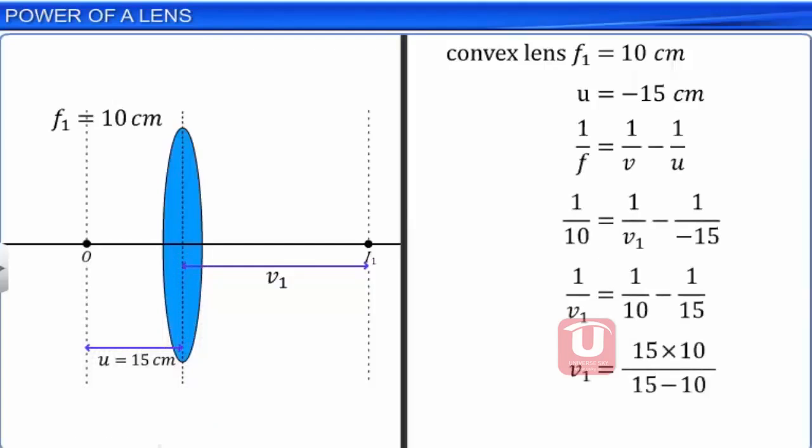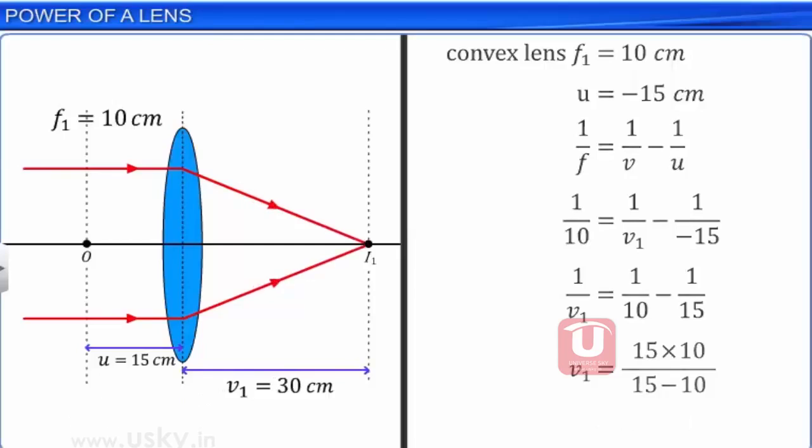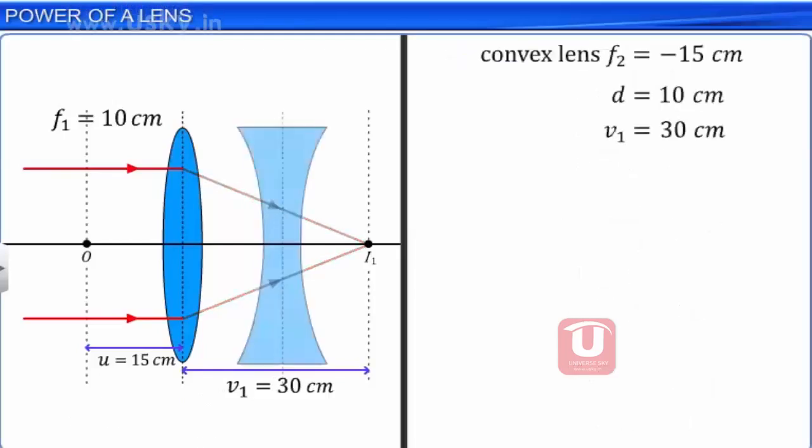Now introduce the concave lens between the convex lens and the image I1 at a distance of 10 cm from the convex lens. The image I1 formed by the first lens serves as the object for the second. This distance U1 is 20 cm to the right of the concave lens. Since it is to the right of the lens, its value is positive.